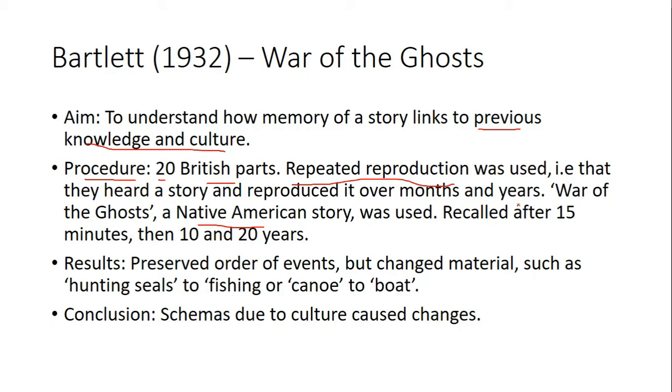War of the Ghosts was the name of the story. You can look it up if you want. It's a Native American story, and people recalled it after 15 minutes, and then 10, and then 20 years. The results: people generally preserve the order of the events, but they change the material in it. So, for example, hunting seals became fishing, and canoe became boat. So schemas due to culture caused these changes, in what Bartlett thought.